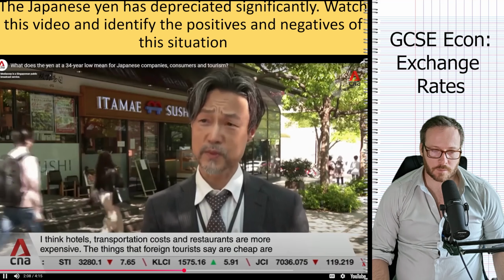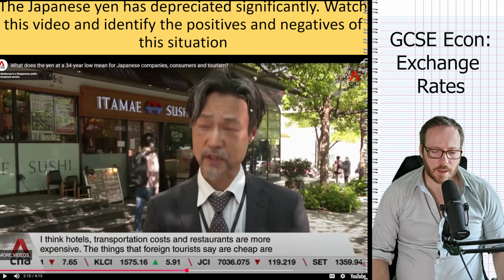Have a look at the bottom line here. I think hotels, transportation costs and restaurants are more expensive. Think about all the foreign tourists coming in, buying these foods and pushing up the prices. What is another word for that? Inflation.